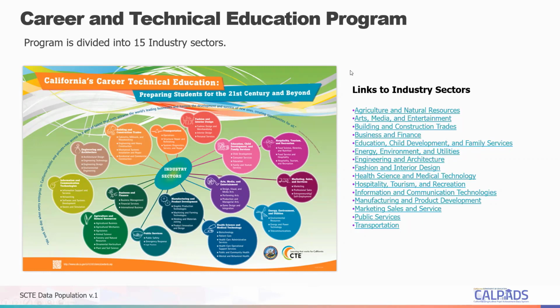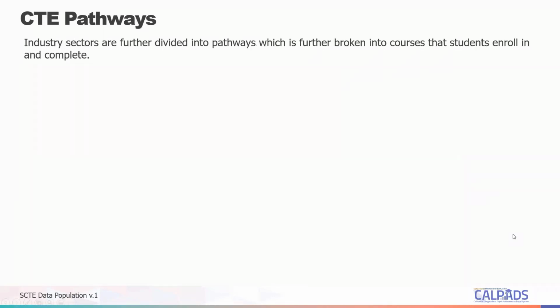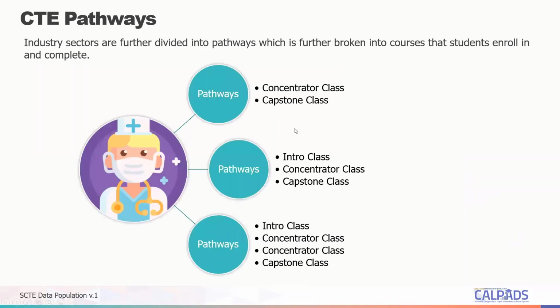Here are the 15 industry sectors in California. Each industry sector is further divided into pathways, which is further broken into courses that students enroll in and complete. Let's say, for example, you have the medical industry. The medical industry will have different pathways. Within the pathway, you have different classes or courses.